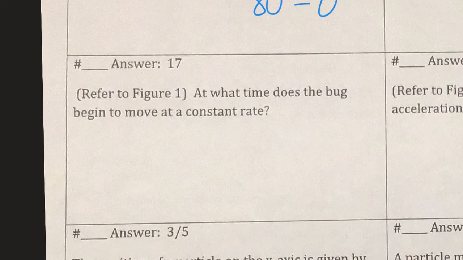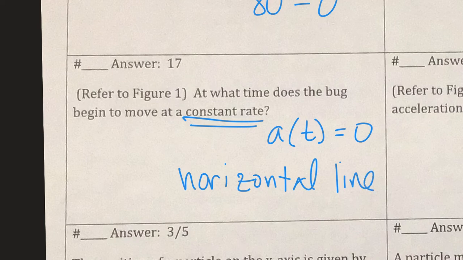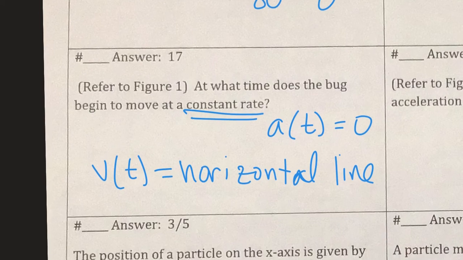Okay, refer to figure 1. At what time does the bug begin to move at a constant rate? So constant rate means velocity is constant, or acceleration is 0, right? We are not accelerating at all. So this is going to talk about when does the velocity have a horizontal line, right? Because a horizontal line has a slope of 0. So we're looking for the velocity. When is the acceleration 0? The velocity is constant. Okay, a horizontal line.